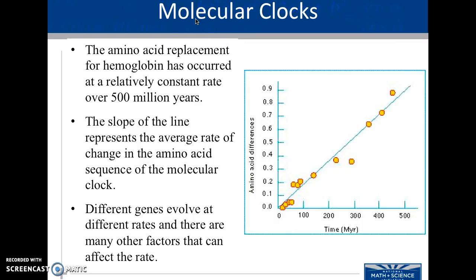For example, the amino acid replacement for hemoglobin has occurred at a relatively constant rate for over 500 million years. If we look at the slope of the line and the amino acid differences between species as they've evolved, we see that there is a direct correlation. As time passes, amino acid differences in the hemoglobin in different species also change. They are still hemoglobin proteins, but they look slightly different at the genetic level.